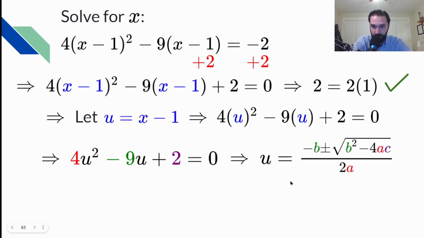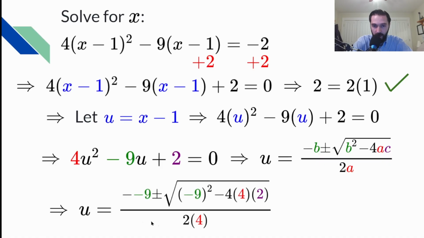So this is what we have. And this is what it looks like when we plug in the values for A, B, and C. A is in red, B is in green, and C is in purple. So here are my values, and we can simplify this. We're going to get 9 plus or minus the square root of 81 minus 32, whole thing over 8.